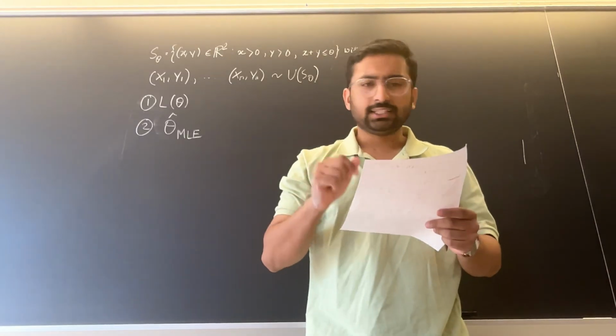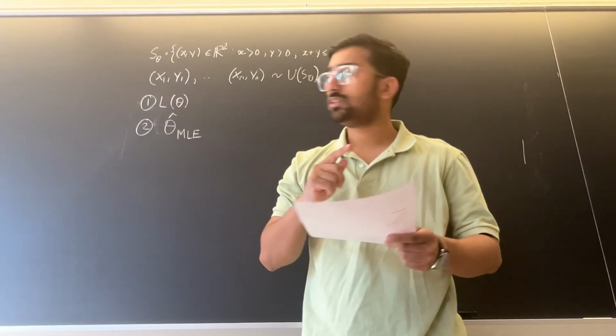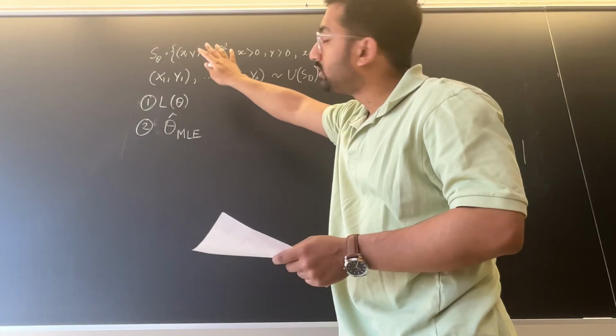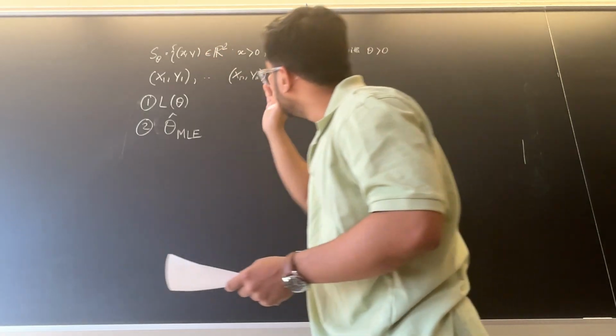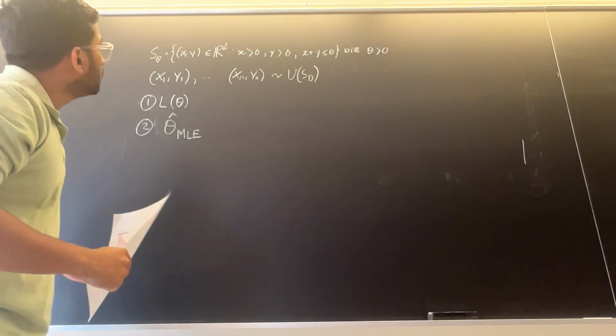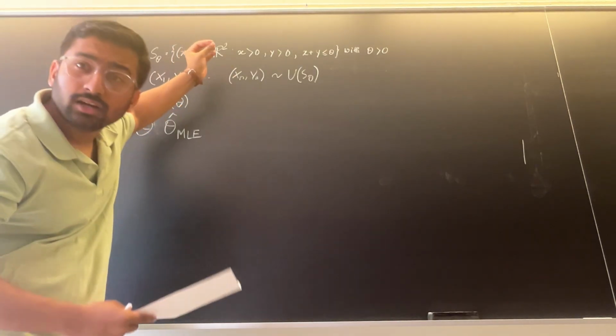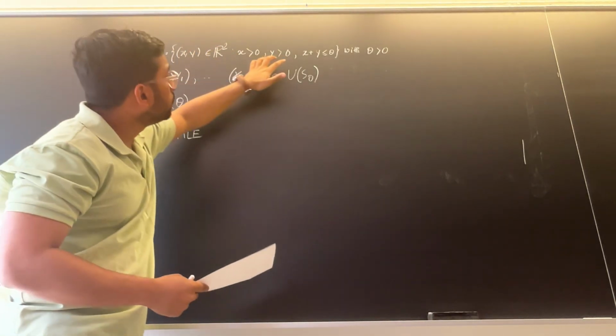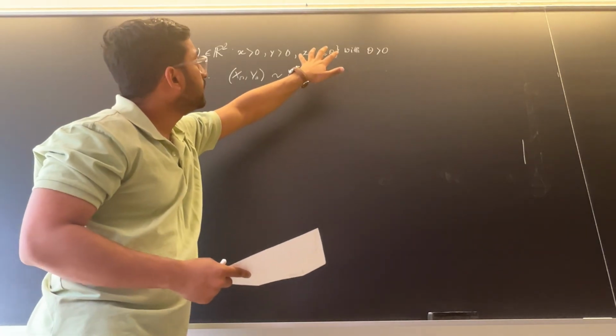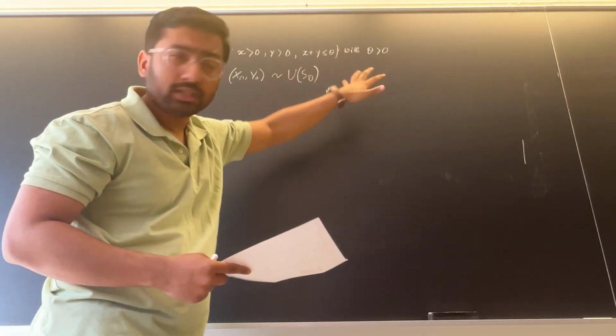Hey guys, let's solve this statistical estimation problem. So we are given this support of a set of random variables. S theta is the set in R2 where x and y are both greater than 0 and x plus y is less than or equal to theta.